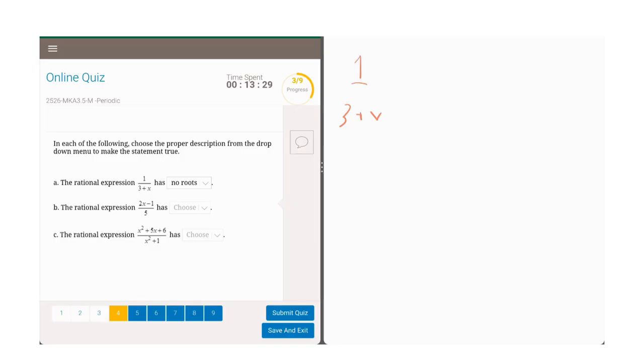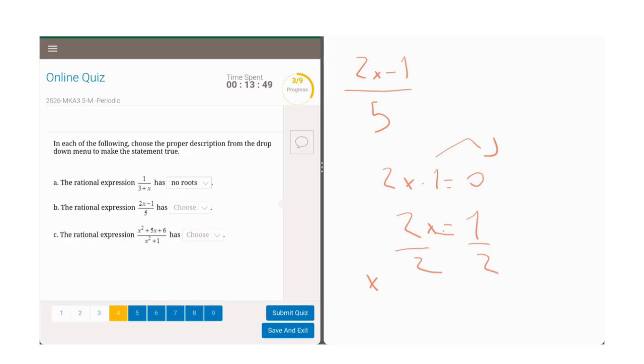to the next one. Next one, we have 2x minus 1 over 5. We need to find how many roots this has. So 2x minus 1 equals 0. Is there a way to make it 0? Yes. 2x equals 1. Divide both sides by 2. X equals 1 over 2. And that's the only root it has, so it's only one root. Only when x is equal to 1 over 2 will the rational expression be equal to 0.